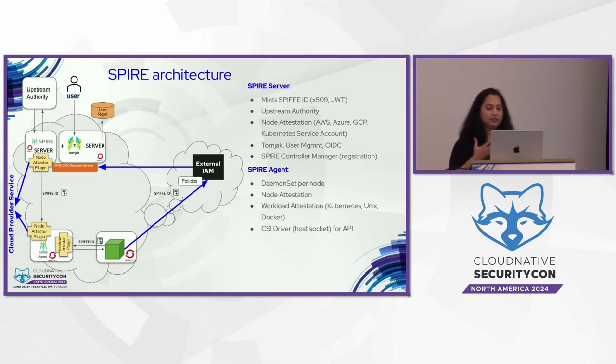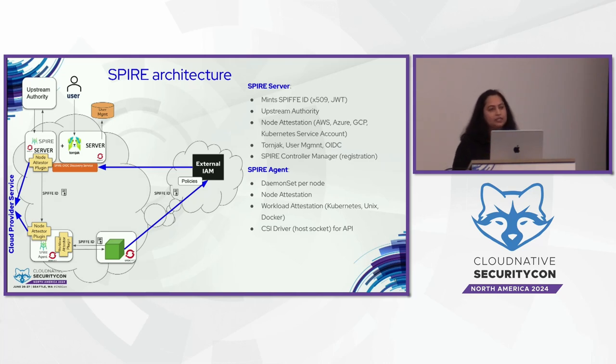And the last but not the least important bullet, the SPIRE controller manager, is one of the ways in which it integrates with Kubernetes. SPIRE's controller manager is a Kubernetes controller manager. Basically, it provides registration for all the workloads that are present in the cluster. So that's the SPIRE server.